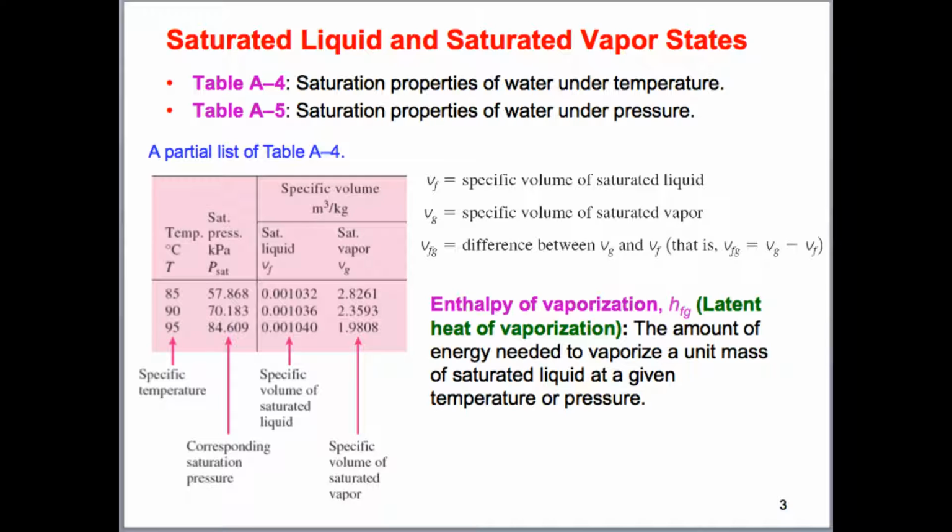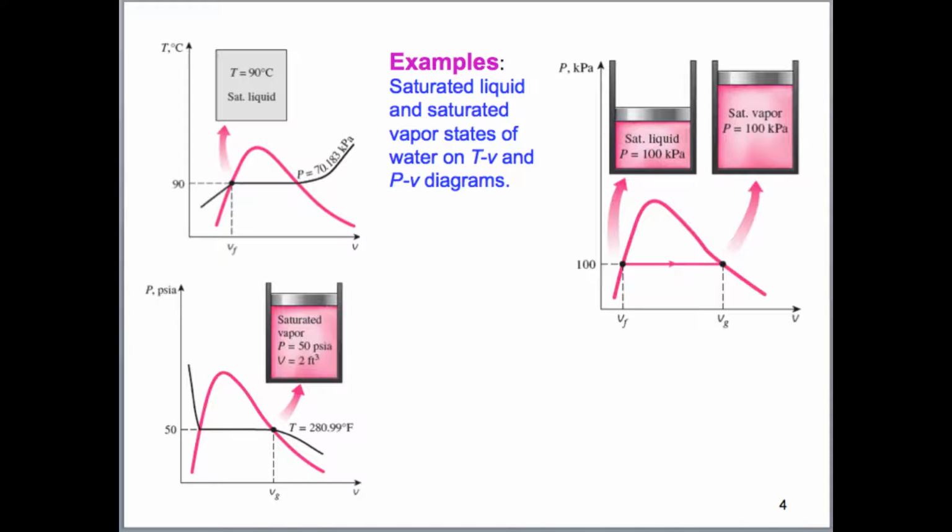Now, why would we use this? Well, for example, if we're talking about the enthalpy of vaporization, that flat part in our pressure-volume diagram, our PV diagram, we had a flat part between the saturated liquid and saturated vapor points. Well, the difference between those points is going to be the enthalpy of vaporization, or the amount of energy needed to vaporize a saturated liquid at a given temperature and pressure.